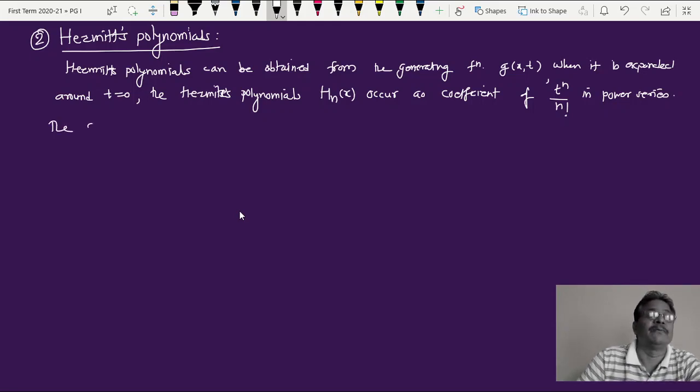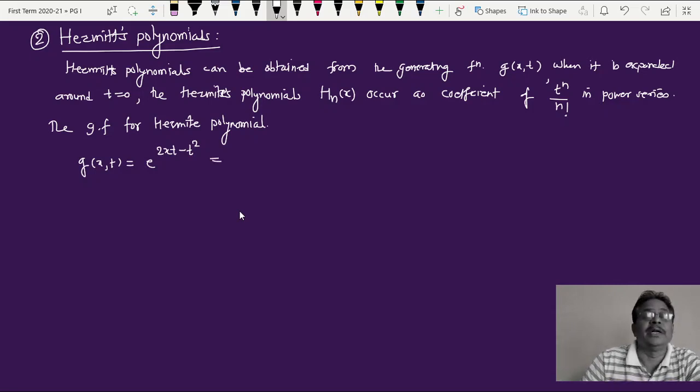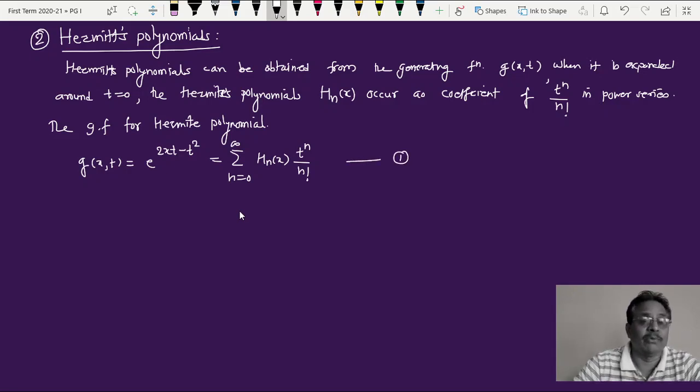Now the generating function for the Hermite polynomial is of exactly the same form, given by g of x t. You have to remember this: g of x t is equal to e raised to 2 x t minus t square. This is the generating function, and as it is expanded around t equal to 0, we get the sum from n equal to 0 to infinity. This coefficient is H n of x, these are the Hermite polynomials, multiplied by t raised to n upon n factorial. Call this equation 1. This is our definition of the Hermite polynomial using the generating function e raised to 2 x t minus t square, where x and t are two different variables.